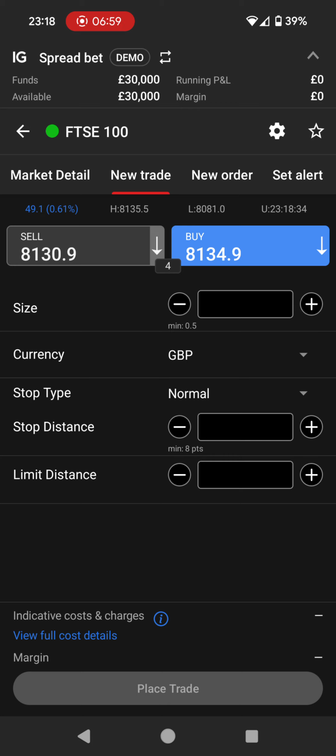And this is where, being a demo account, we've got £30,000 to play with. As you can see with the FTSE, we can go down to £0.5 a point, and you can go up and up as much as you want until you basically run out of funds. At the bottom of the screen it says margin. So if I buy £10 a point, it's going to take £4,066 from my margin.